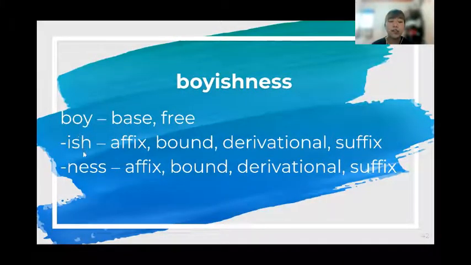Another example, boyishness. So we also have 3 morphemes for boyishness. Boy, base, free, since maka-stand alone ang boy na word, or boy itself has a meaning. Ish is an affix. Bound and derivational because noun ang boy. It's a person, a name of a person. When we added ish to boy, boyish is a word to describe someone. So, it's an adjective. So, nag-iba ang part of speech. Affix bound derivational suffix because it's added after the base form.